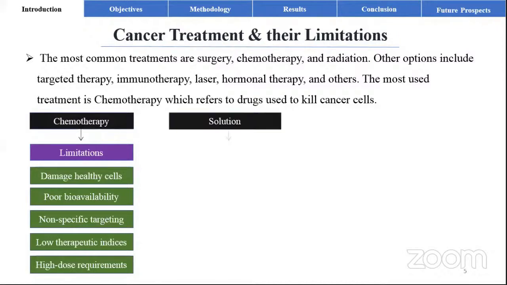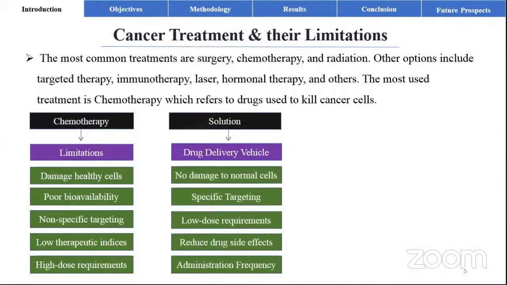To overcome these limitations, we use drug delivery vehicles to deliver chemotherapeutic drugs to tumor cells. The importance or benefits of using a drug delivery vehicle include less damage to normal cells. They are very specific in targeting, reduce the drug side effects, and minimize the administration frequency of drugs.